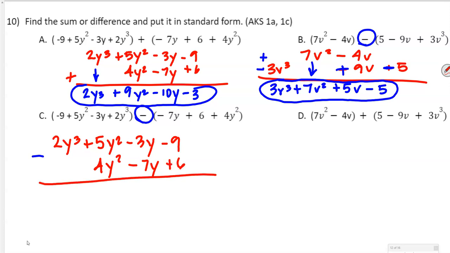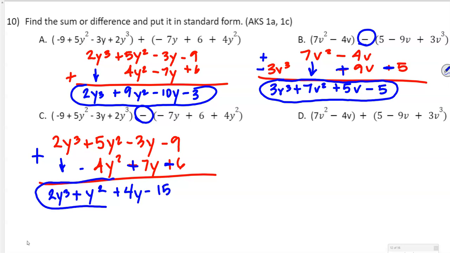Now what are we going to do? We're going to change all those signs. So this is going to be a minus, this is going to be a plus, this is going to be a minus, and now that's plus. Bring this right down again. 2y to the third. 5 minus 4 is 1, right? So that's just going to be plus y squared. 7 minus 3 is 4y. And then we've got two negatives now, so that just makes a bigger negative, right? Indeed. There we go. Okay.